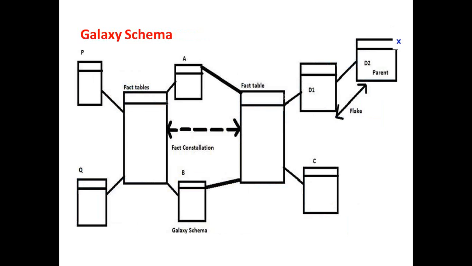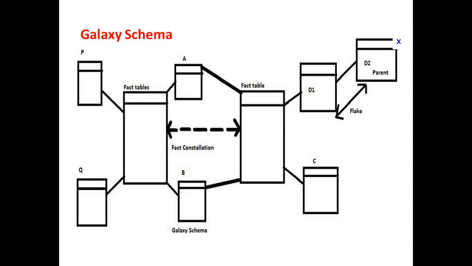And galaxy, there is a third one, the galaxy schema. A galaxy schema is nothing but a combination of a star and snowflake. Adding two or more schemas into a single schema is nothing but a galaxy schema. You can see there are two fact tables connected by using the dimension tables. Connecting the two fact tables is nothing but a fact constellation.